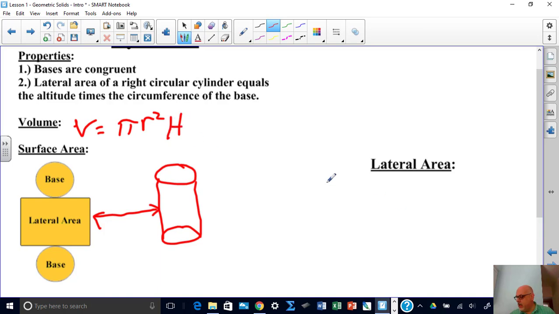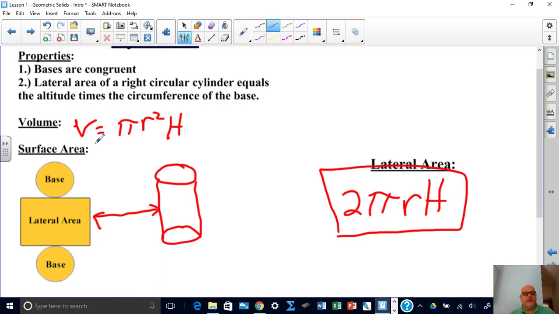The lateral area of a cylinder is 2 pi r h. Now if you look at this, the circumference of this base is this distance here, which is pi times diameter, right? That's circumference. But diameter is twice the radius. So that's why we refer to this as 2 pi r h.